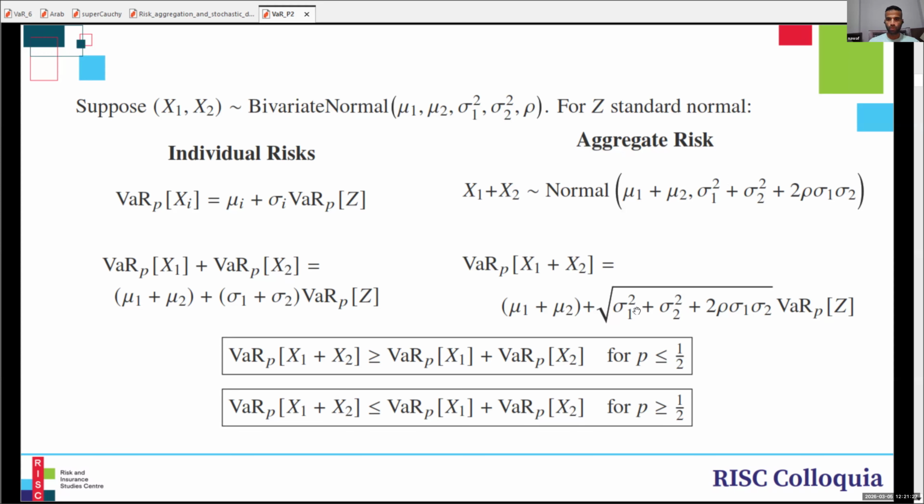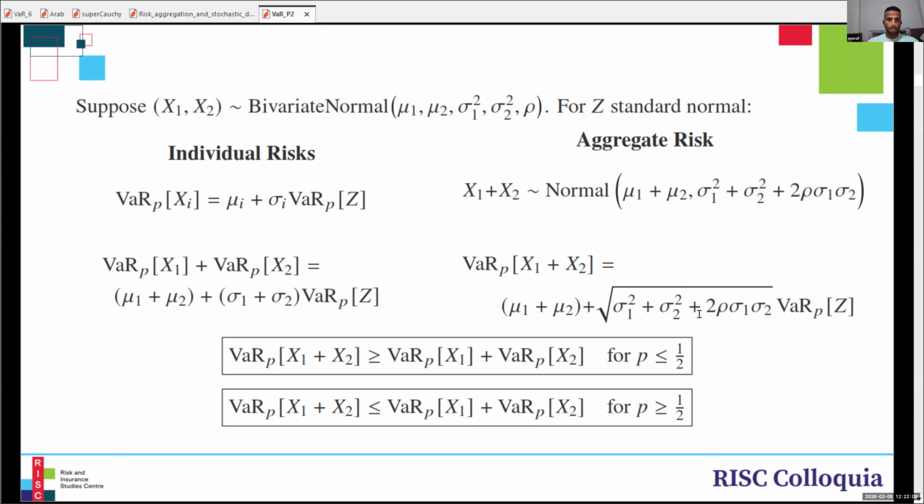And the comparison comes down to the coefficients of var of z, meaning sigma 1 plus sigma 2 versus the square root of that quantity there. And as you can see, sigma 1 plus sigma 2 always exceeds the square root quantity, always. You can square both sides, and you get that we have here 2 times sigma 1 sigma 2, while here we have 2 rho sigma 1 sigma 2. But you already know that the correlation coefficient is bounded by 1, so that means sigma 1 plus sigma 2 always exceeds the square root of that.